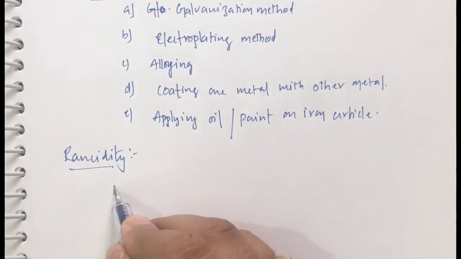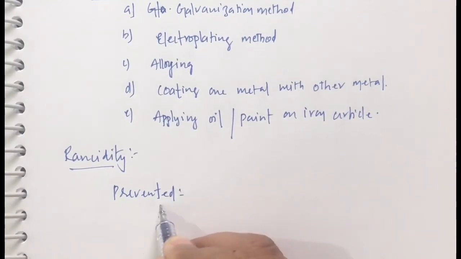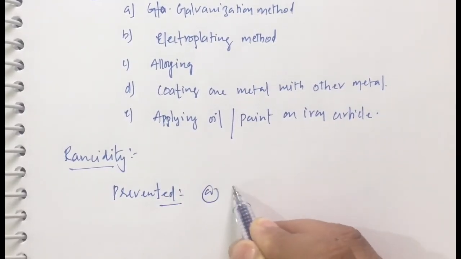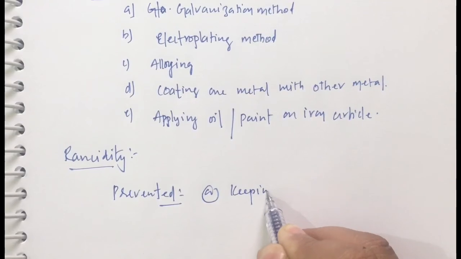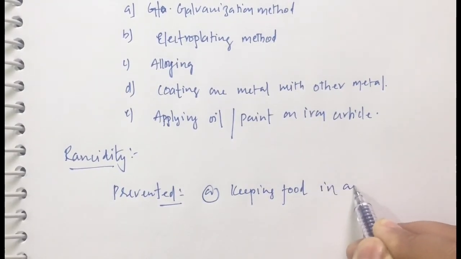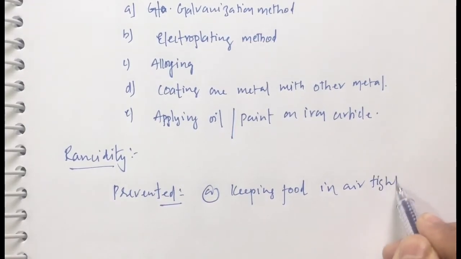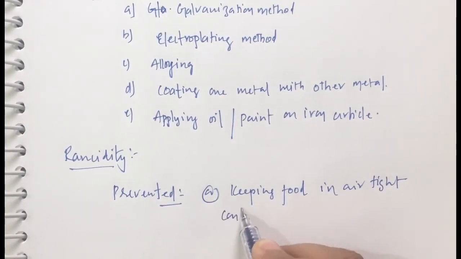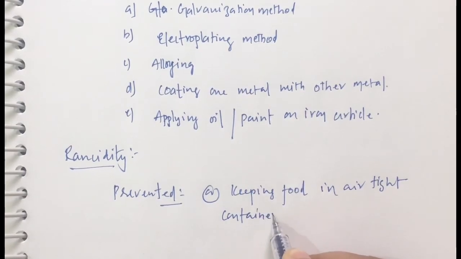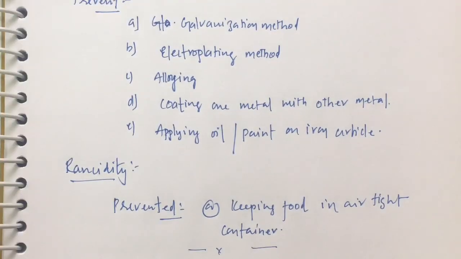So how can we prevent this rancidity? Rancidity can be prevented, the very important point, by keeping food in airtight containers. While keeping food in airtight containers, we can prevent rancidity. So this is about corrosion and rancidity.